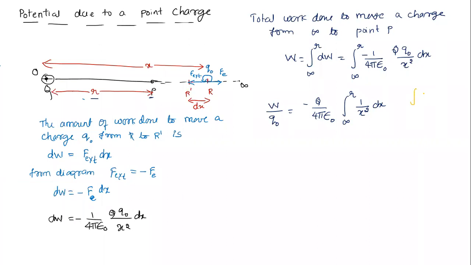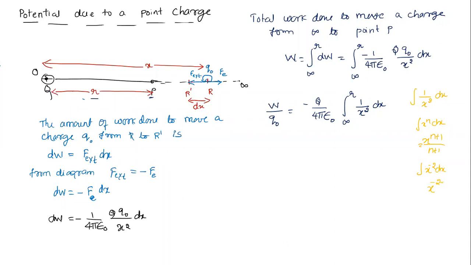Integration of 1 by x square dx. Before that, integration of x power n dx is what, students? X power n plus 1 by n plus 1. Now x power 2 is in the denominator, so it will come to the numerator and become x power minus 2. So integration of x power minus 2 dx becomes what now?